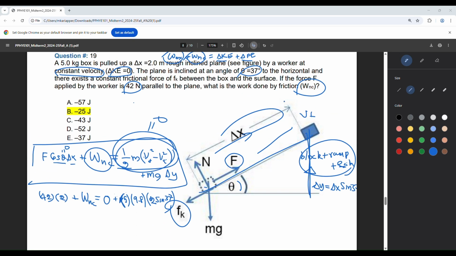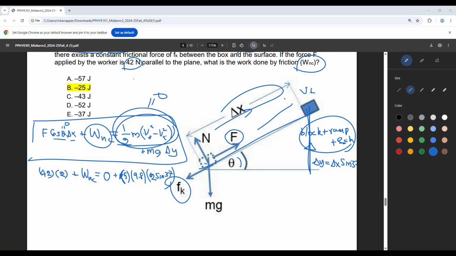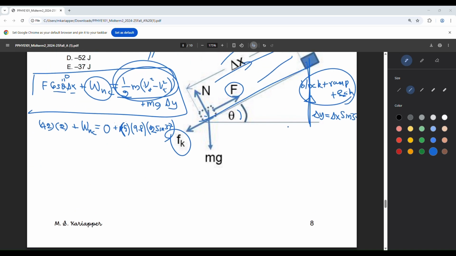What happened to the cosine theta? Cosine? Ah, yeah, 0, right? Theta is equal to 0. Cosine 0 is 1. Yeah, I didn't put it because theta is equal to 0, so cosine 0 is equal to 1. If you want, you can put it in the calculator.